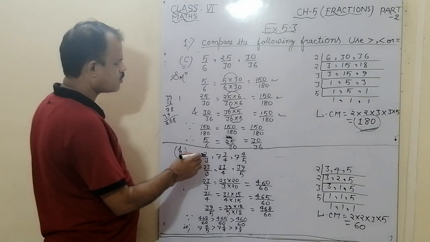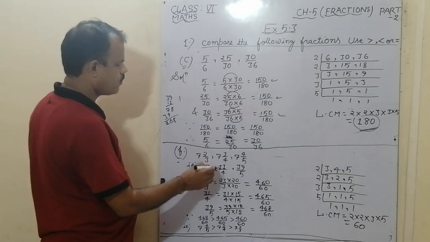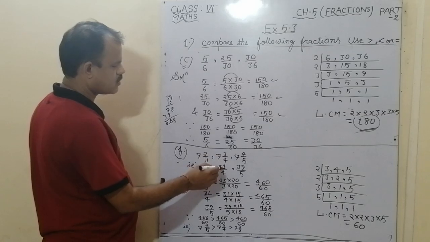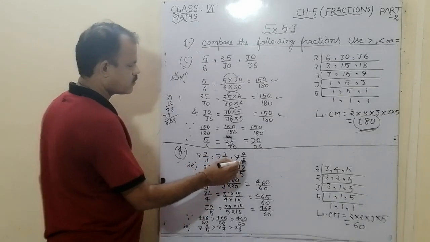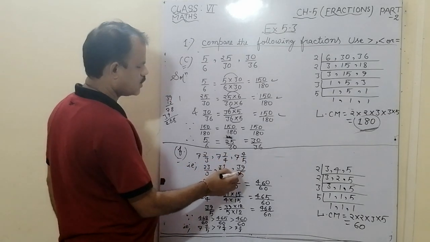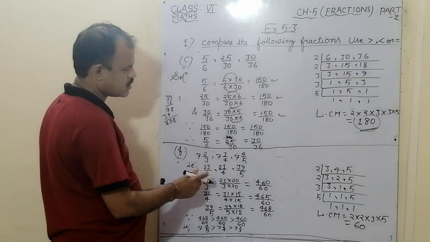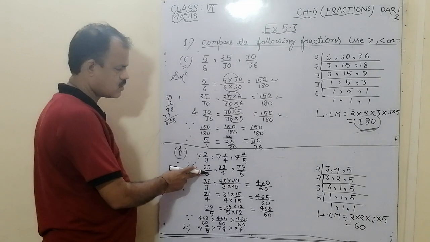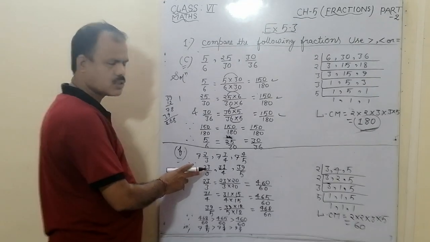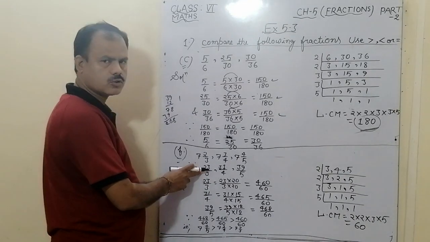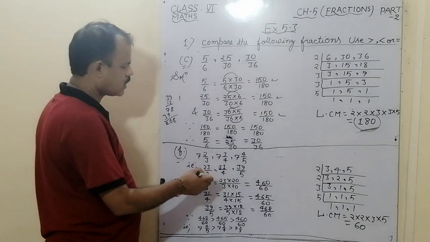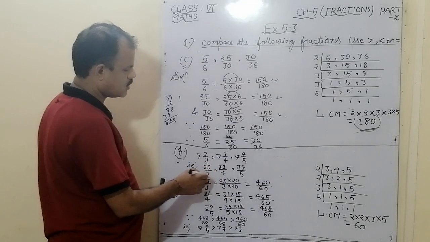7 times 3 is 21 plus 2, 23 by 3. 7 times 4 is 28 plus 3, 31 by 4. 7 times 5 is 35 plus 4, 39 by 5. Now look here, these all three fractions are unlike fractions. So to convert them into like fractions, we have to take the LCM of the denominators.